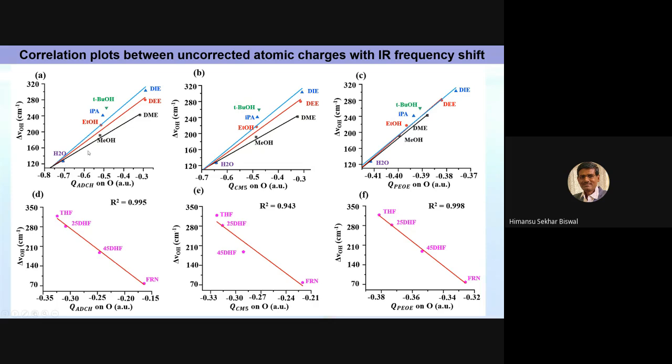Going from water to methanol to dimethyl ether, that is the inverse correlation. What the calculation is telling us is that the oxygen has more charge but less redshift, whereas methanol has a less negative charge but more redshift. This is very reverse to the correlation we observe.